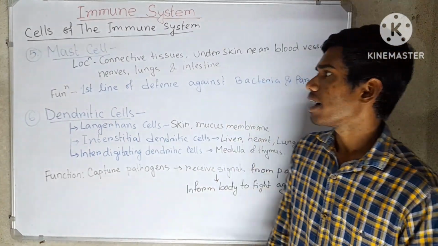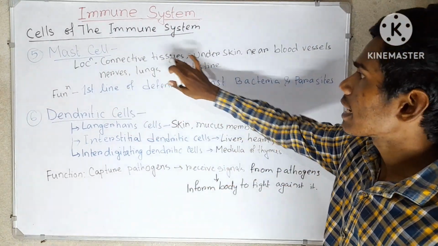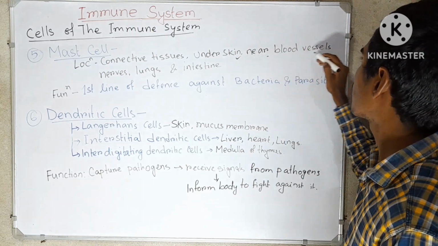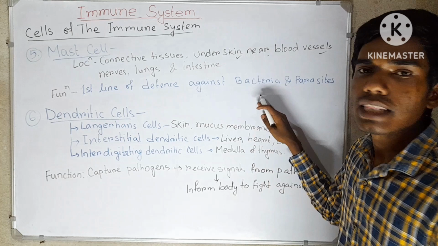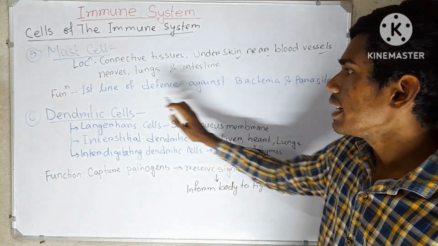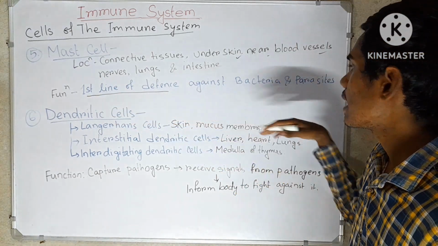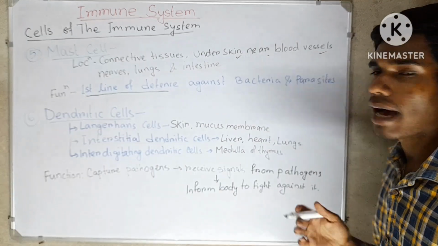Mast cells. Mast cells are located in the connective tissues under the skin, near blood vessels, nerves, lungs, and in the intestine. Their main function is to provide the first line of defense against bacteria and parasites.